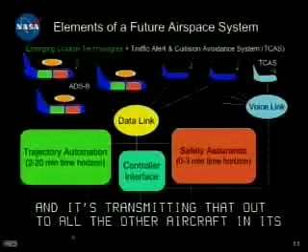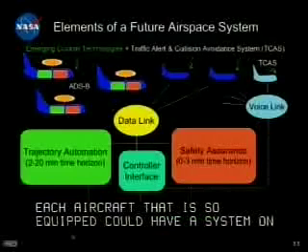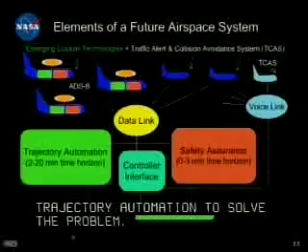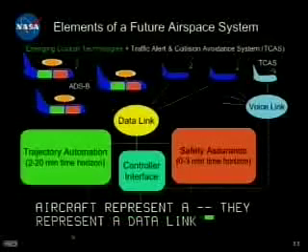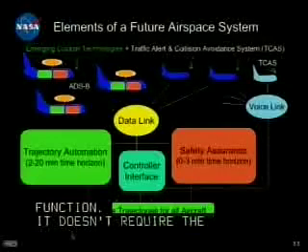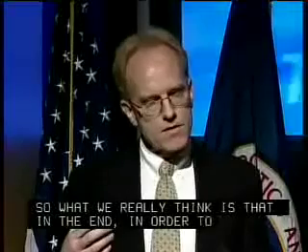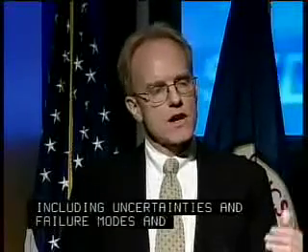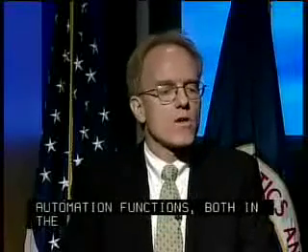And so each aircraft that is so equipped could have a system on board that autonomously detects traffic conflicts and uses trajectory automation to solve the problems. The little halos above those aircraft represent a data link function, although it is a transmit function. It doesn't require the two-way handshake of the data link shown in the lower part of the diagram. So what we really think is that in the end, in order to maintain the safety of the system under the variety of conditions, including uncertainties and failure modes, it's going to come down to a combination of these automation functions both on the ground and in the air that will make this system work.